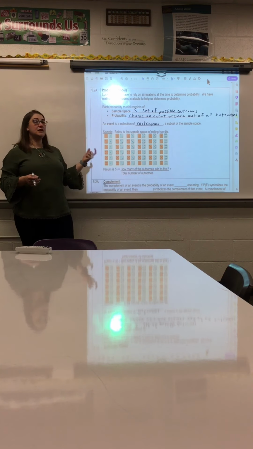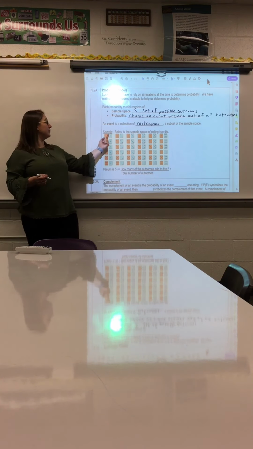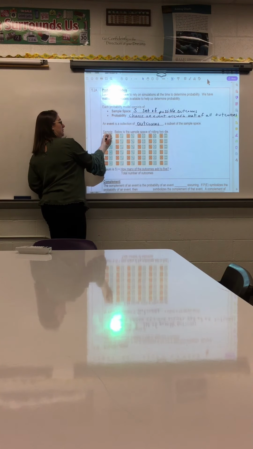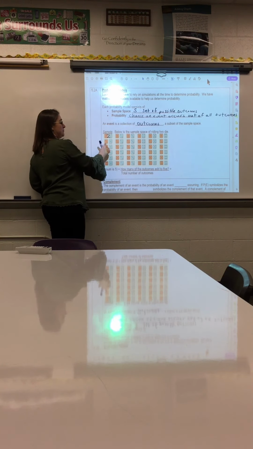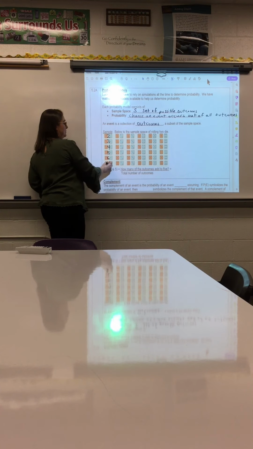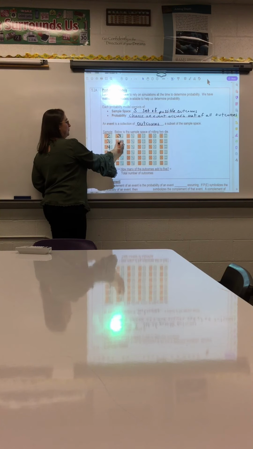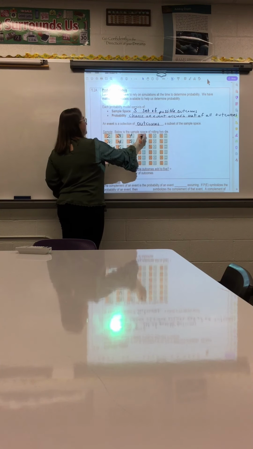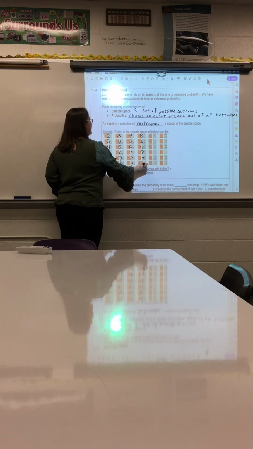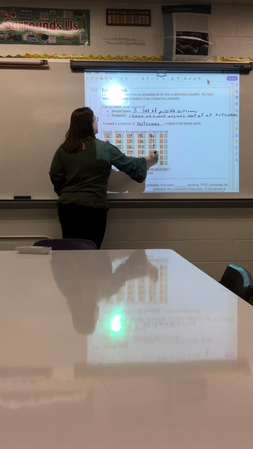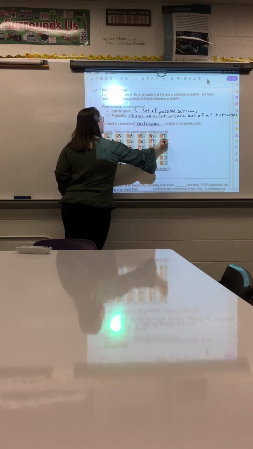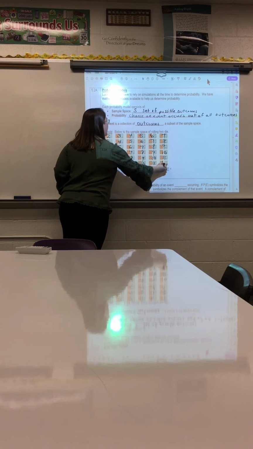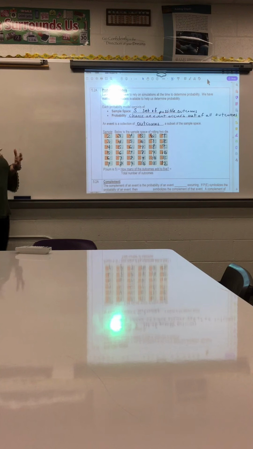Or I can say, what are the sums on those dice? If I take 1 plus 1, how much is that? 2. So the sum is 2. What's the sum of this one? 3. Sum of that one? And then 3, 4, 5, 6, 7, 8. And then 4, 5, 6, 7, 8, 9. And then 5, 6, 7, 8, 9, 10. 6, 7, 8, 9, 10, 11. And 7, 8, 9, 10, 11, and 12. So that is the sample space of the sums.